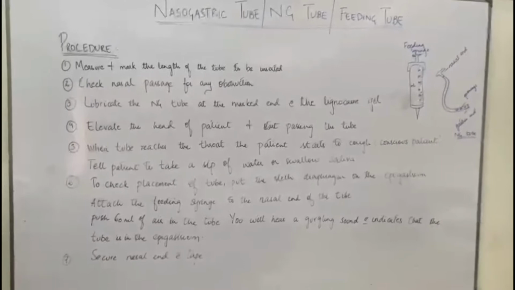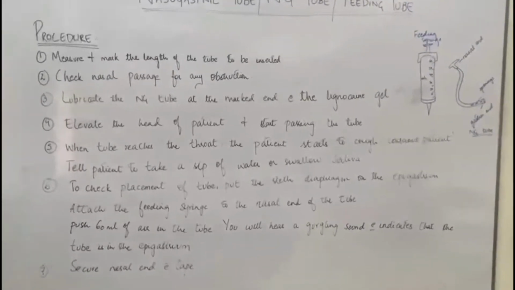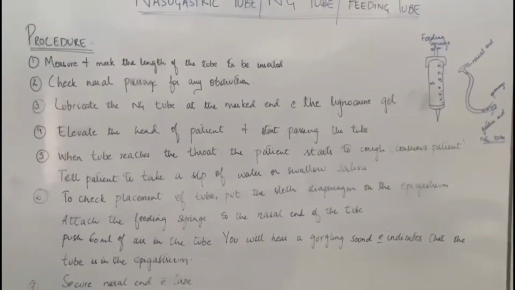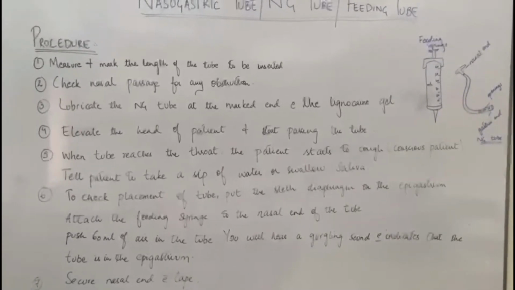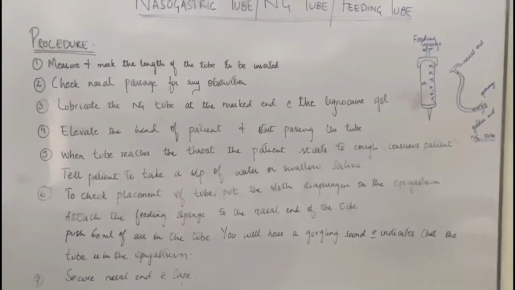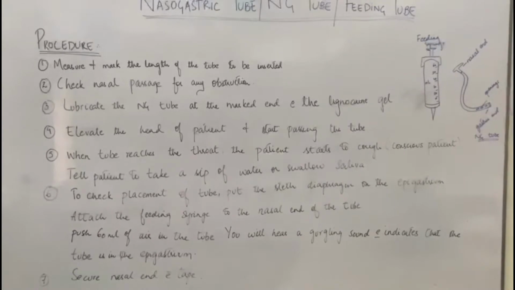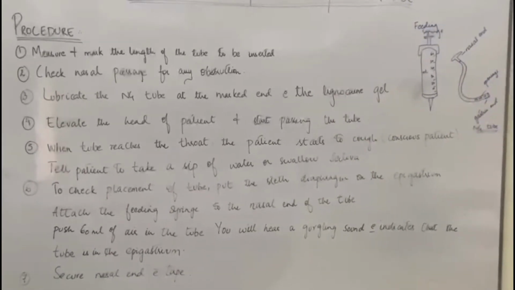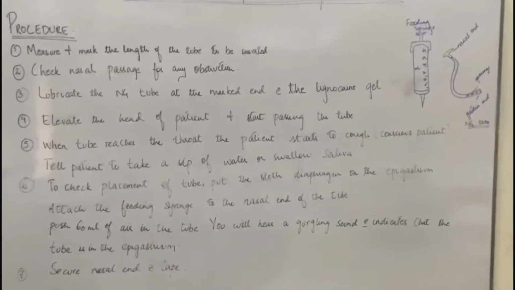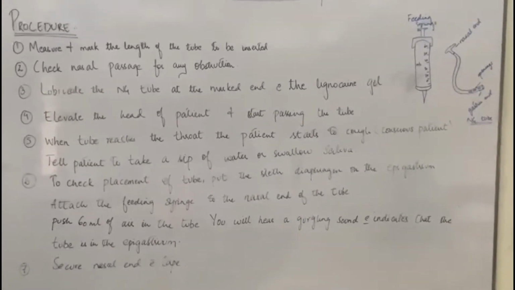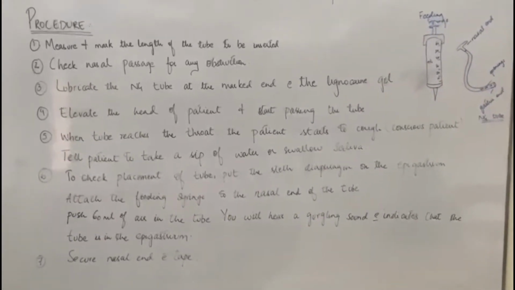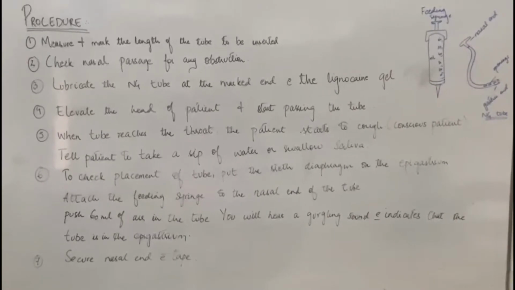Now moving on to the procedure. Measure and mark the length of the tube to be inserted. Check nasal passage for any obstruction. Lubricate the NG tube at the marked end with the lignocaine gel. Elevate the head of the patient and start passing the tube. When the tube reaches the throat, the patient starts to cough if he or she is conscious. Tell the patient to take a sip of water or swallow his saliva.